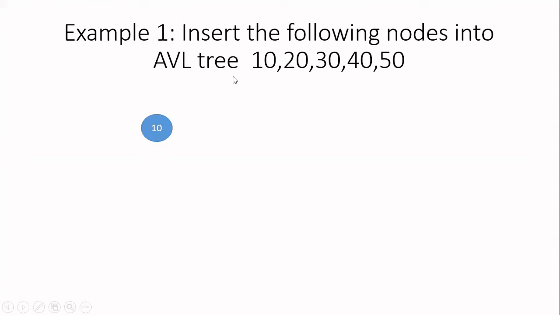First, I'm going to insert the following nodes into the AVL tree in the given order. First, I'm getting the node 10. I'm going to insert that as the root node. Then I'm getting the next node as 20. 20 is greater than 10. So 20 will be inserted as a right child for 10. After that, after the insertion is over, we need to calculate the balance factor of all the nodes.